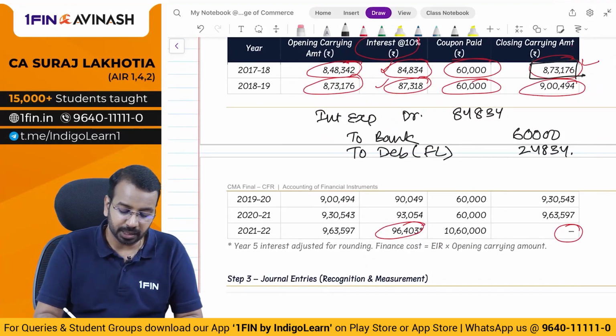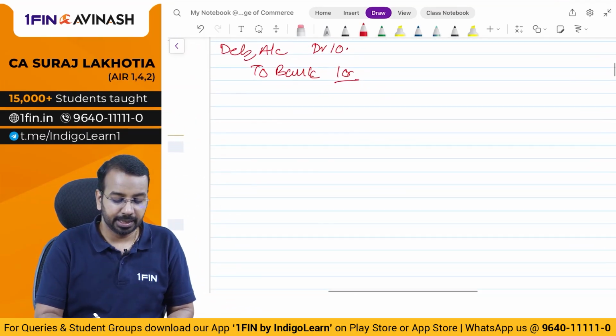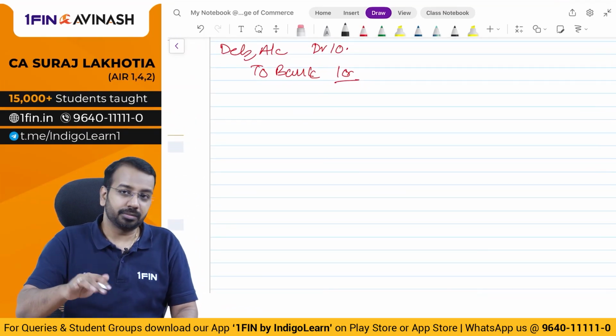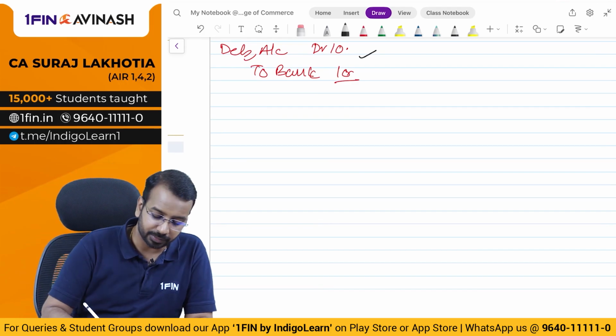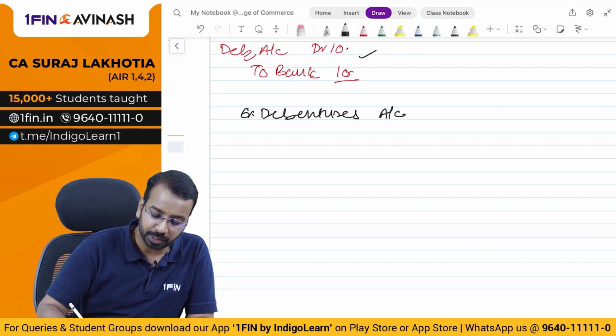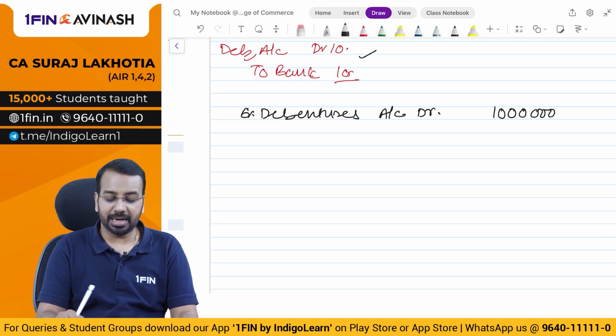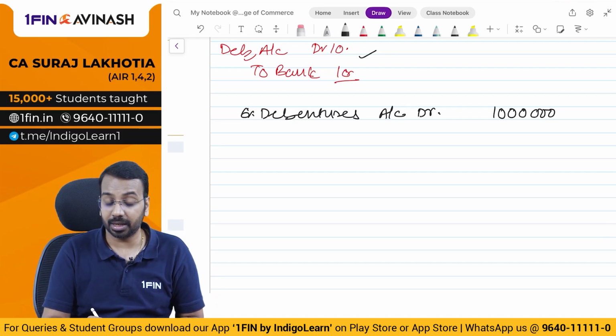At the end of the fifth year, if it is redeemed, then it is the entry that we will pass from here. But if it gets converted into equity shares, then what will we say? We will say 6% debentures account debit. How much? 10 lakhs. This debenture balance we will use to issue equity shares. So this will be transferred to equity share capital account.